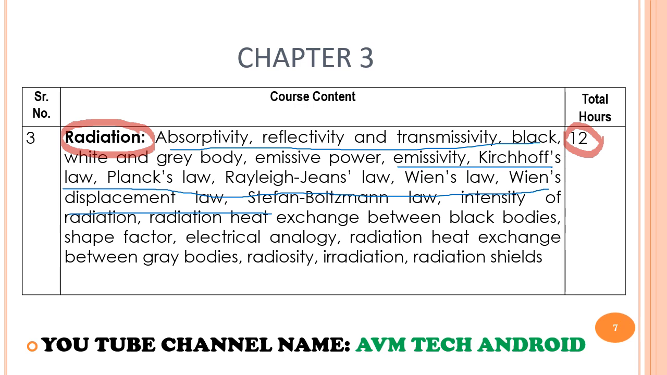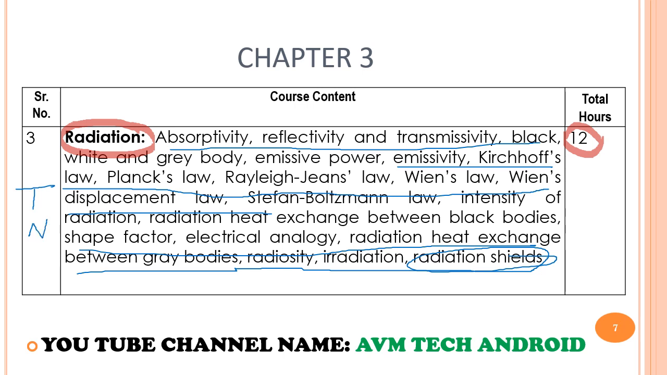After that we have to discuss shape factor, electrical analogy part, radiation heat exchange between gray bodies, radiosity, irradiation, radiation shield. This is also important. So again for this chapter theory and numerical will be there. So you have to prepare both for your exam.